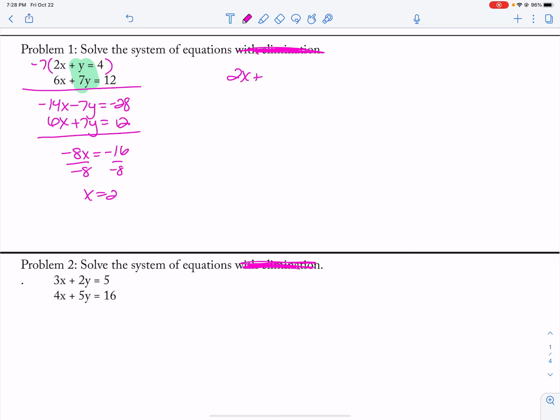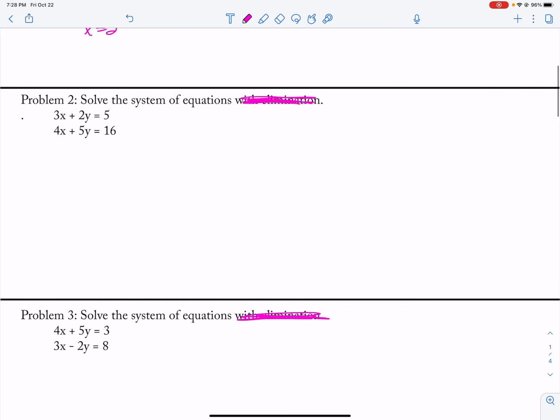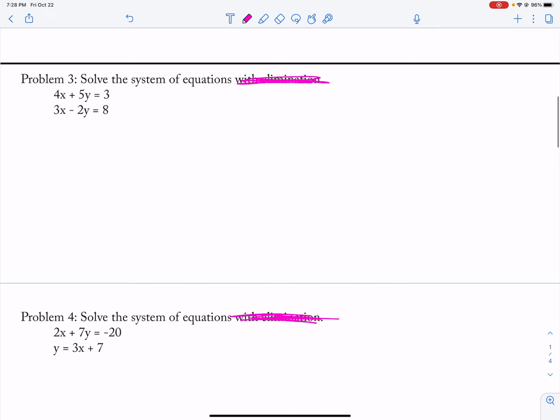So I have 2x plus y is equal to 4. So 2 times 2 plus y is equal to 4. So 4 plus y is equal to 4. Subtract both sides by 4, and I get y is equal to 0. So my coordinate point is 2, 0. For problem 2, I probably would have used elimination. Problem 3, I'm going to use elimination also.